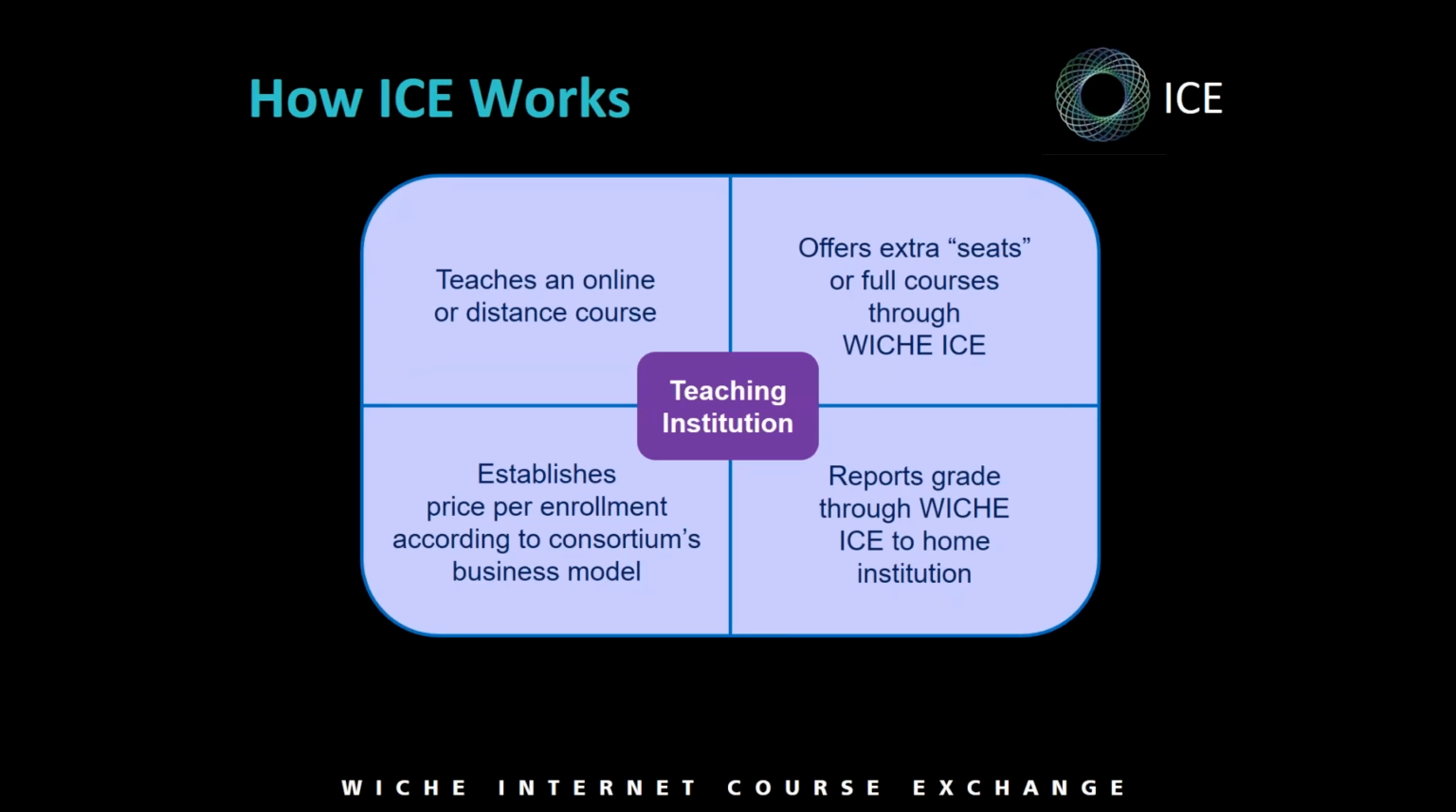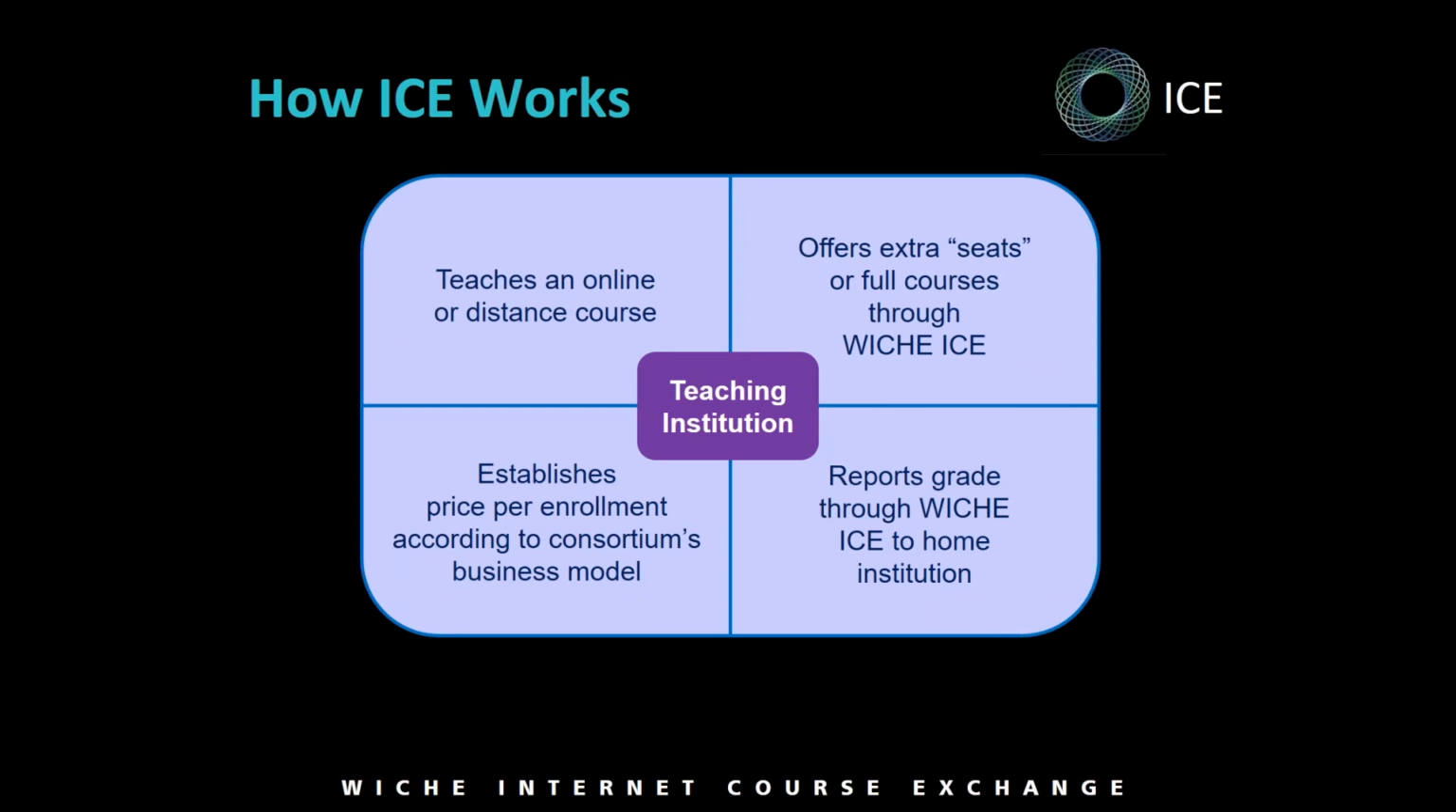Okay, so let's talk a little bit about how ICE works. In the ICE model, there is both a role for a teaching institution and a role for an enrolling institution. Institutions can be one or the other, or they can do both. So let's look at the role of a teaching institution. Basically, if we start in the upper left-hand corner and go counterclockwise, actually it doesn't exactly work that way, so you'll just have to follow me.